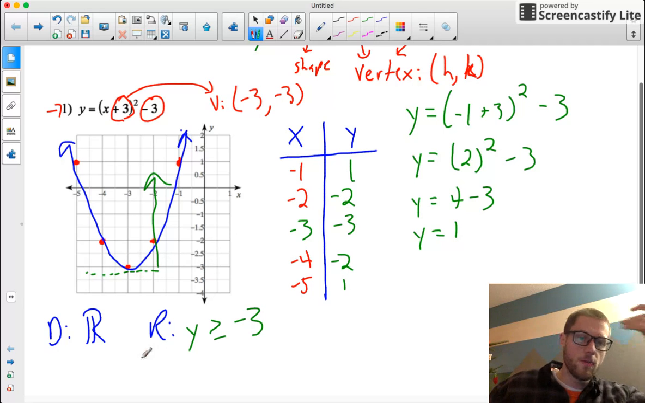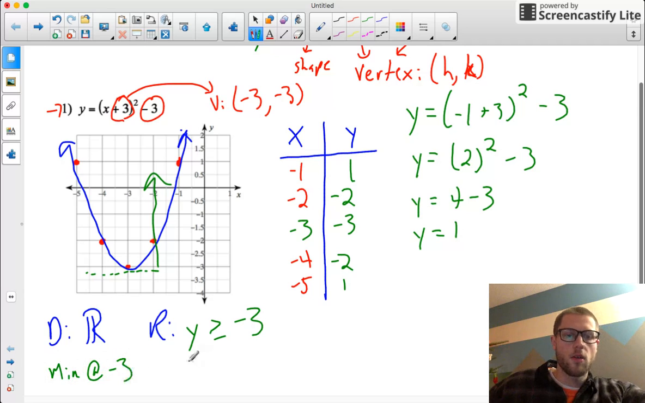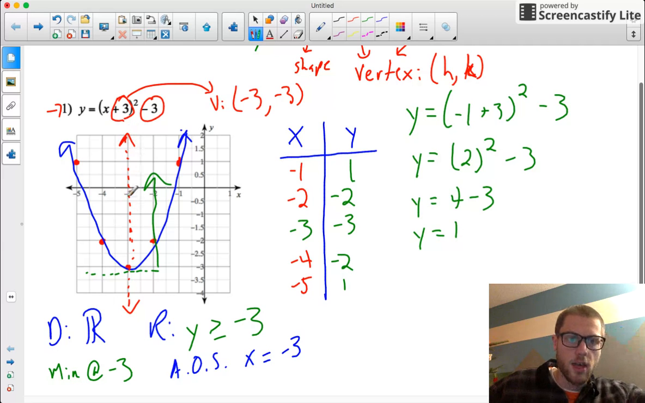This has a minimum at -3. It has an axis of symmetry at the line x equals -3. And that x equals -3 is a vertical line that goes through the vertex. It splits this thing in half. And the equation of this line is x equals -3.